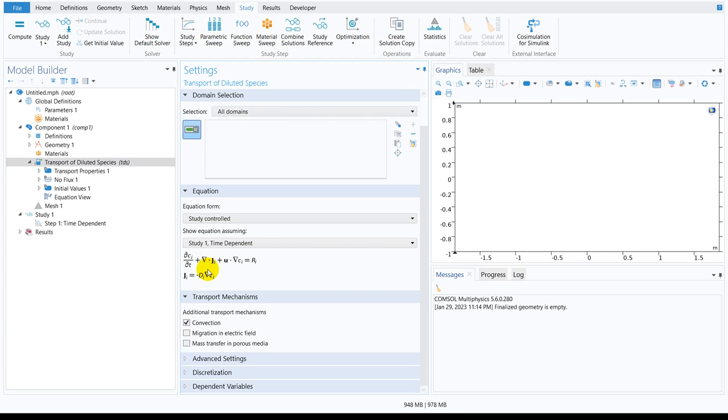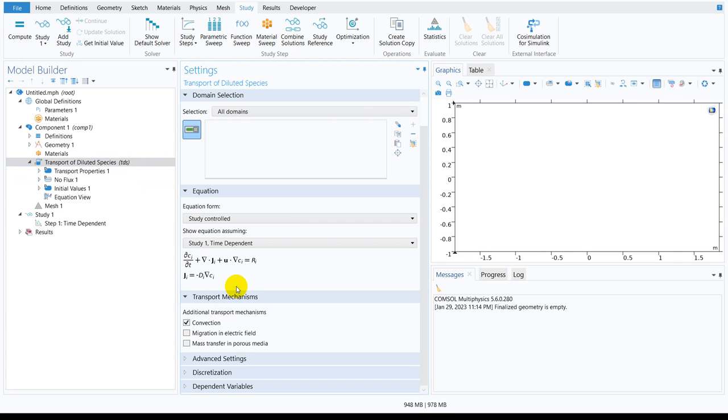This flux is a vector, and I'll be talking more about this chemical flux, or the species transport flux, in the upcoming videos. But for the time being, just to let you know, this flux is nothing but the negative of the gradient of concentration. So it is basically Fick's first law, and we are taking the divergence of this flux term in the main equation, that means the TDS equation, Transport of Diluted Species.